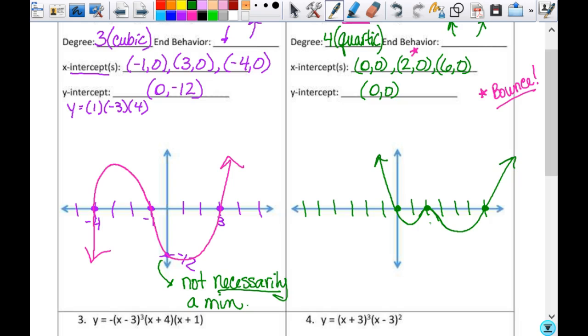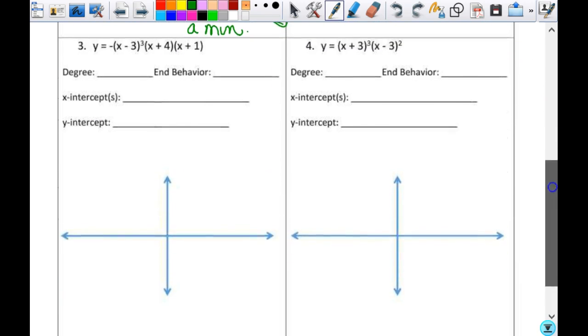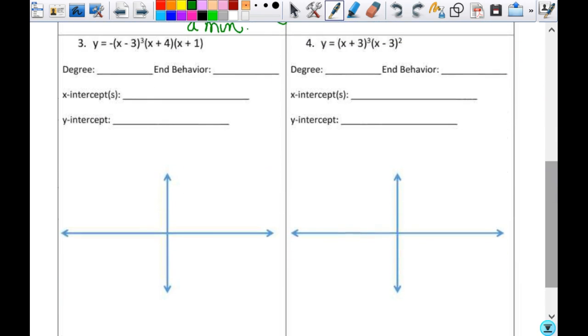All right, so I want you to get the stuff filled in for number 3. Okay, get all this stuff filled in. I'll help you with the graph. Let's make sure all that's right first, but I'll give you a chance to get this done. I'll give you a few minutes.